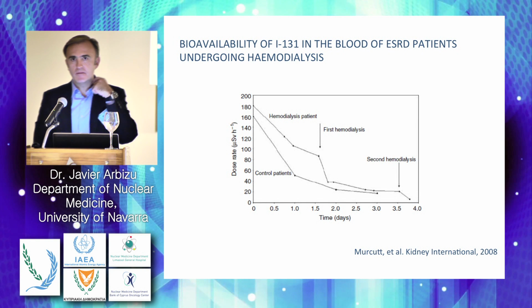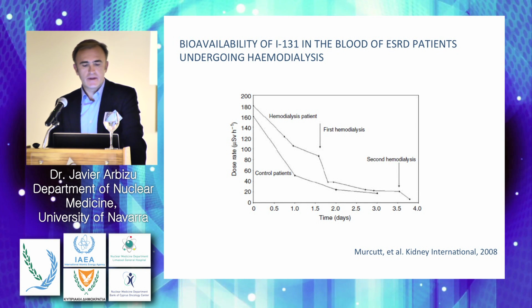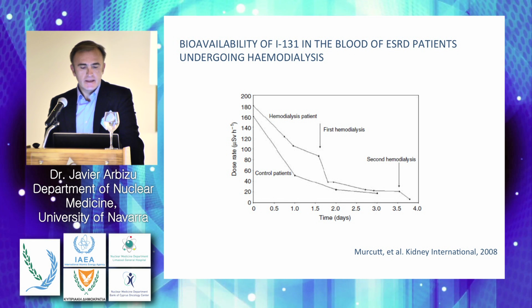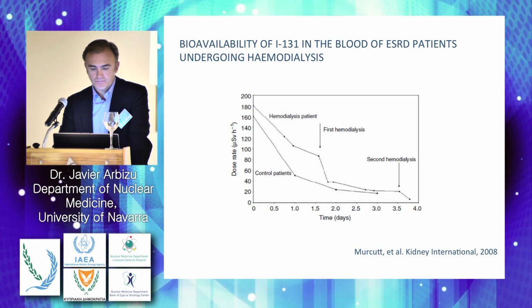Here you can see an example of a patient with renal failure, and this is the normal patient. So there is an increase in radiation that falls after the first hemodialysis and falls again after the second one to the normal values.